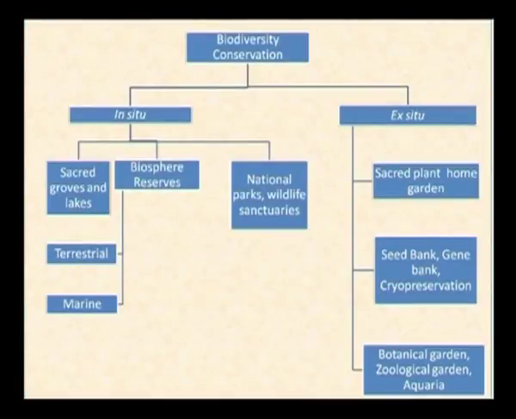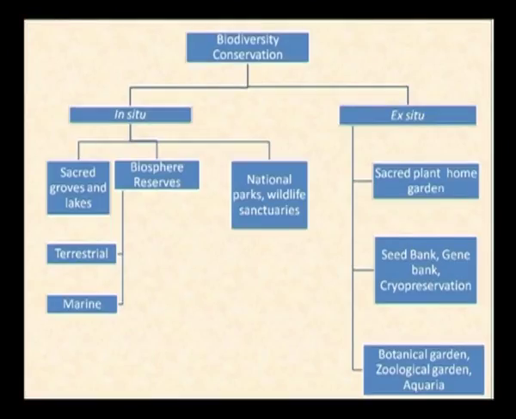If you look at in situ, you have sacred groves and lakes. You have biosphere reserves, which could be terrestrial or marine. The next way you can have in situ conservation is by propagating national parks and wildlife sanctuaries. Now, if you move on to ex situ, again you have the sacred plant home garden, which can be taken from seed banks and other sources. It can be taken to different parts of the country, away from the source of that particular species. This is done through seed banks, gene banks, and cryopreservation. Another way of ex situ is botanical gardens, zoos, and aquariums.